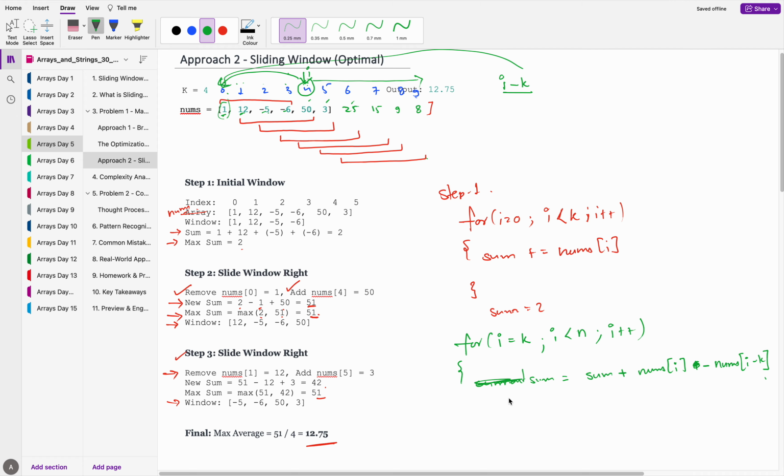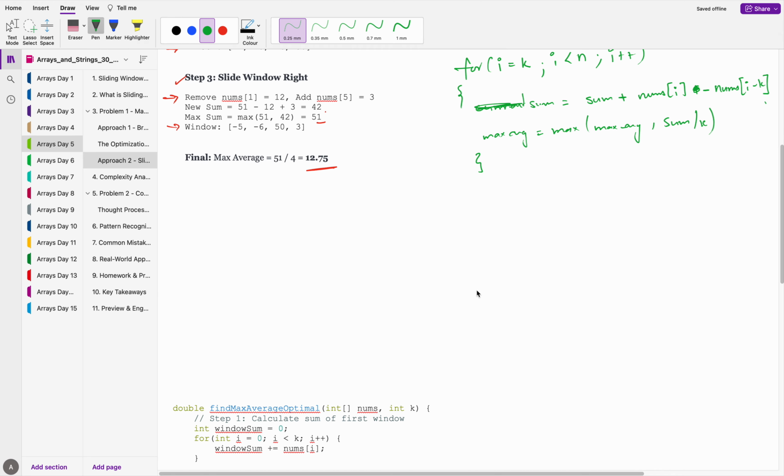ठीक है, अब एवरेज भी निकल सकता है। max average is equals to max of max average, सम डिवाइड बाई के कर दिया, ठीक है। Max average comma sum divided by k, जो भी मैक्सिमम होगा मैक्स एवरेज में ऑलरेडी अपडेट हो जाएगा। So that's how you can do this, correct?